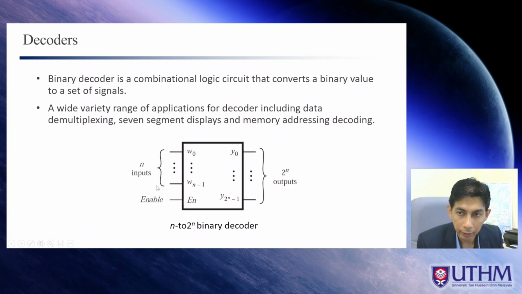The applications of the decoder include the mux, so we can use a decoder as a multiplexer also. And the most common application in a computer system is memory address decoding. It is very important in computer systems, especially when we want to decode the address of the memory.